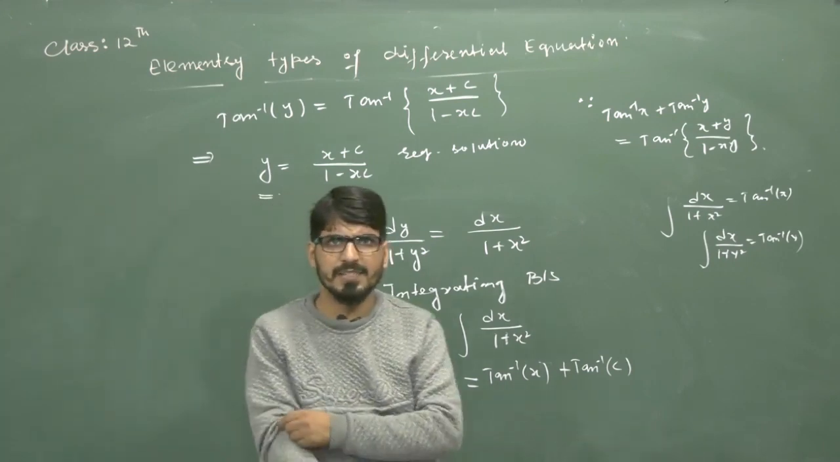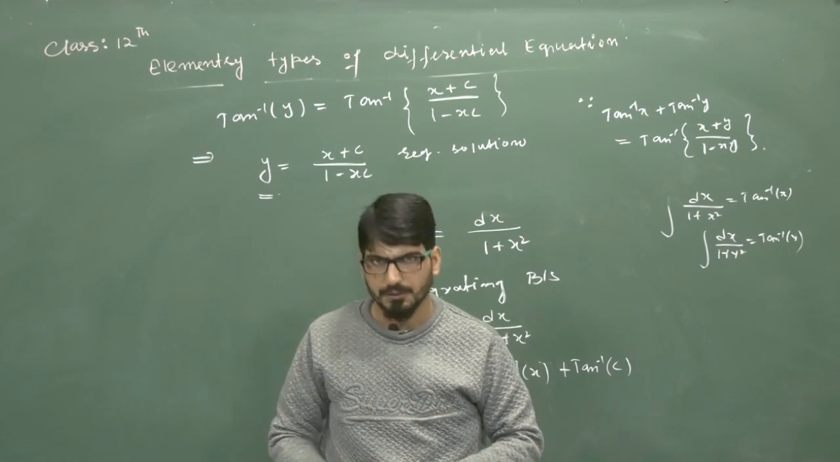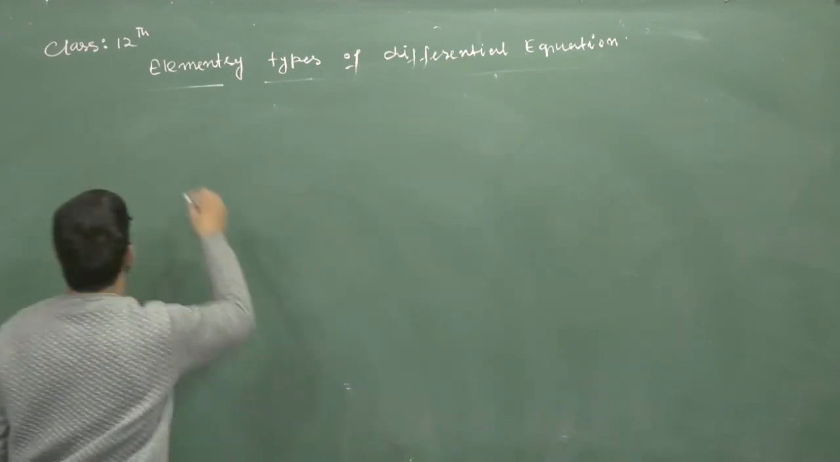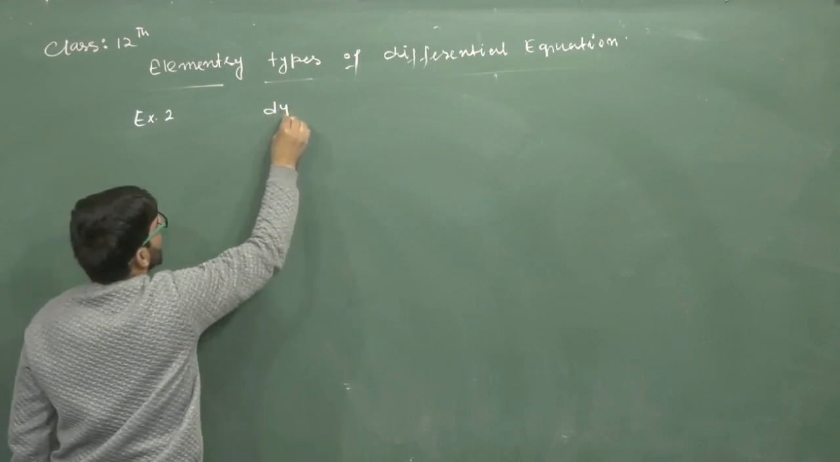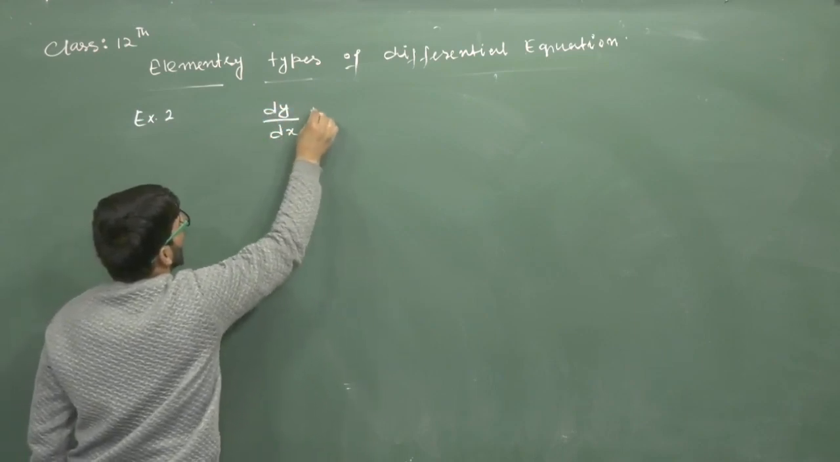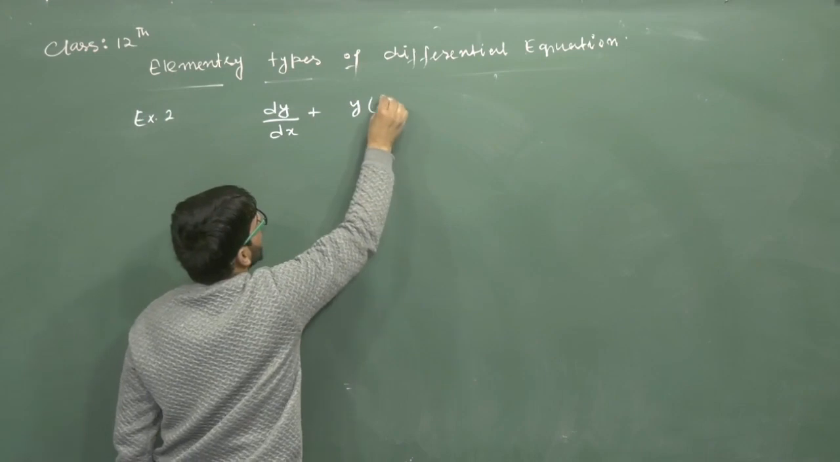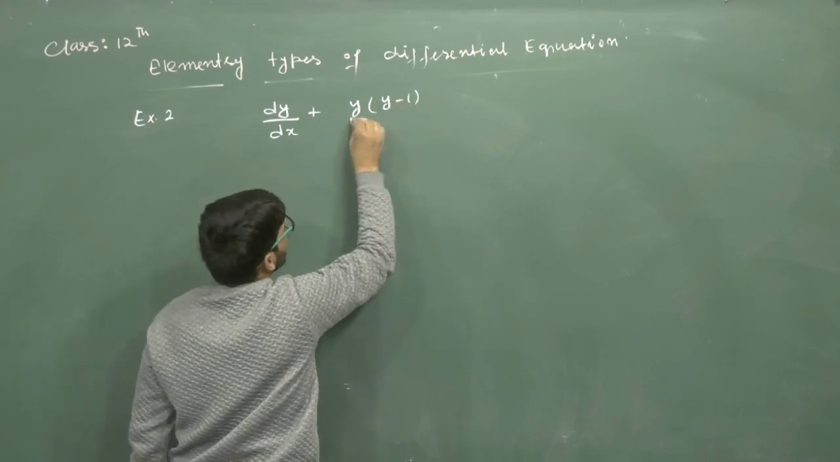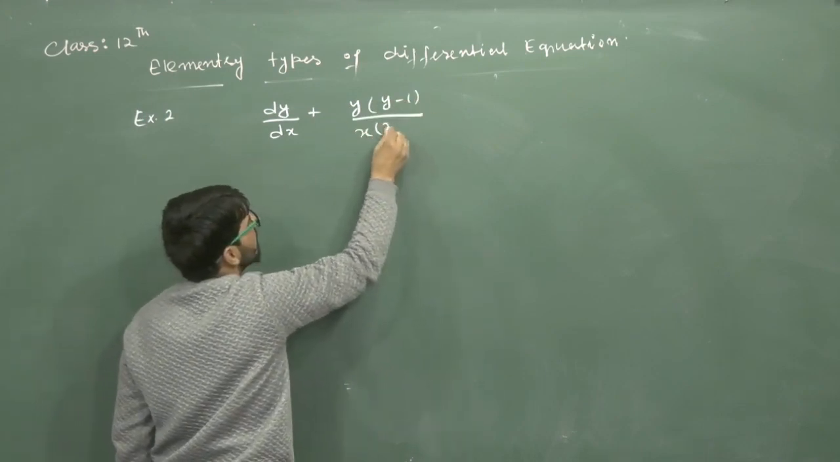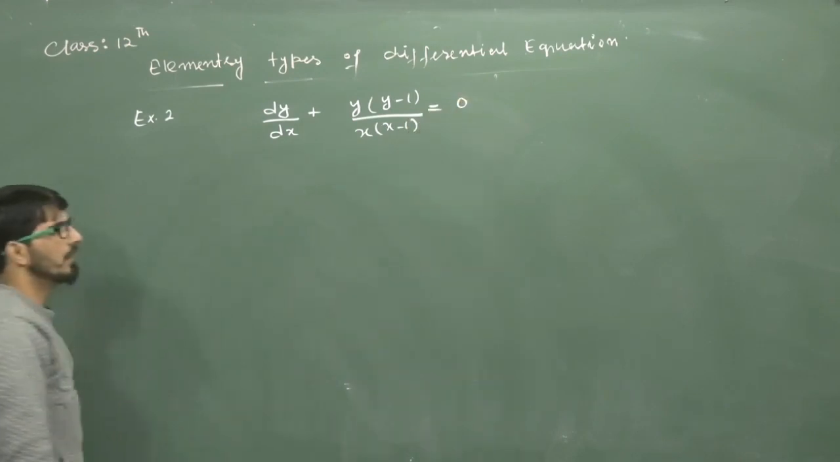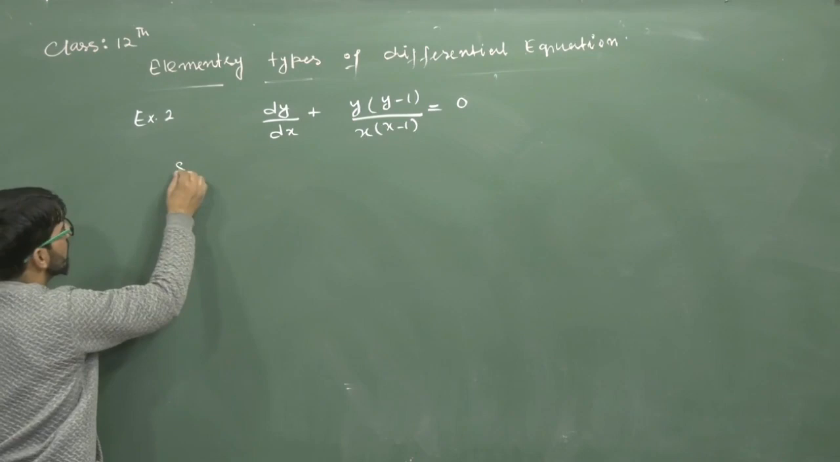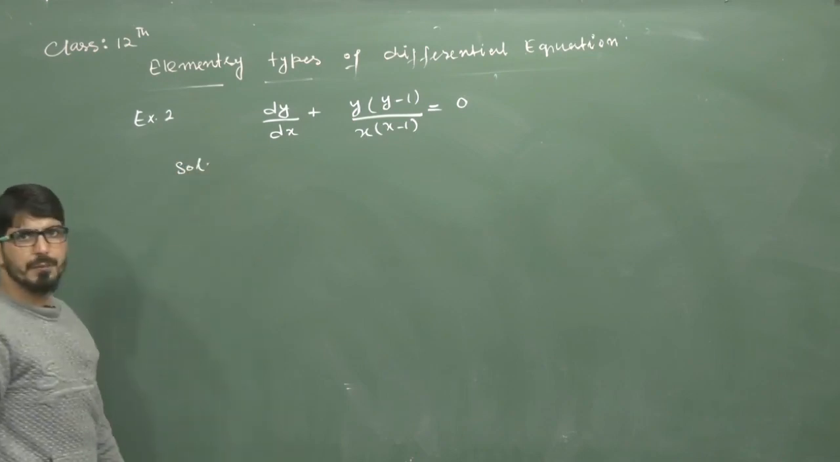Let's do another example related to the same concept. That is example number 2: dy/dx + y(y - 1)/(x(x - 1)) = 0. Let's solve the given differential equation.